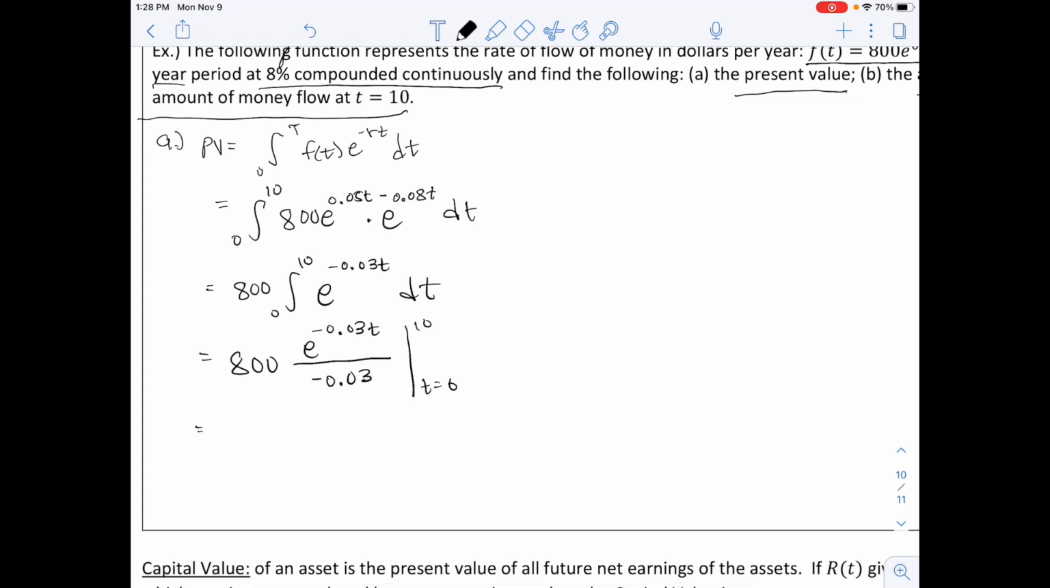And then from here, we would have 800 divided by negative 0.03. And then I would substitute in 10. So e to the negative 0.03 times 10 minus e to the negative 0.03 times 0, which is just e to the 0, which would just be 1. And then working this out on your calculator, and since we're dealing with money, we would round to 2 decimal places. This is going to be the dollar amount of $6,911.51.